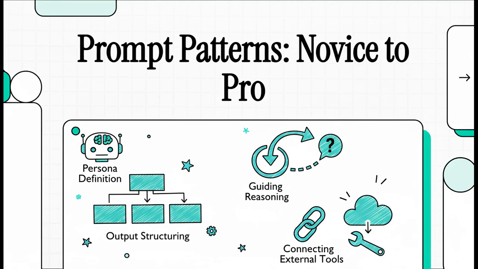All right, let's talk about getting way better results from your coding AI, and here's the secret. It's not about finding a better model, it's all about writing better instructions. We're going to dive deep into something called prompt patterns.